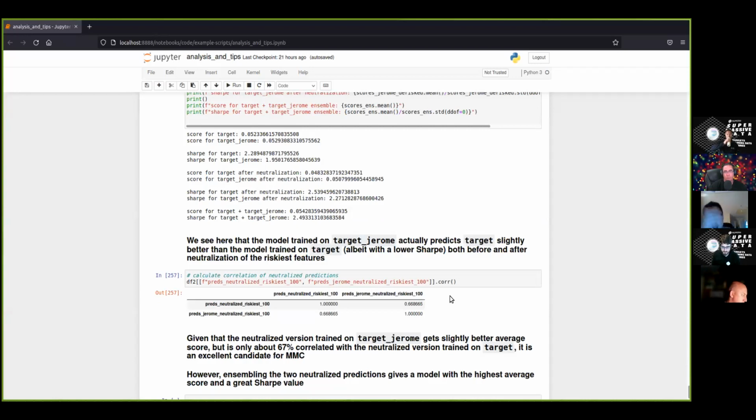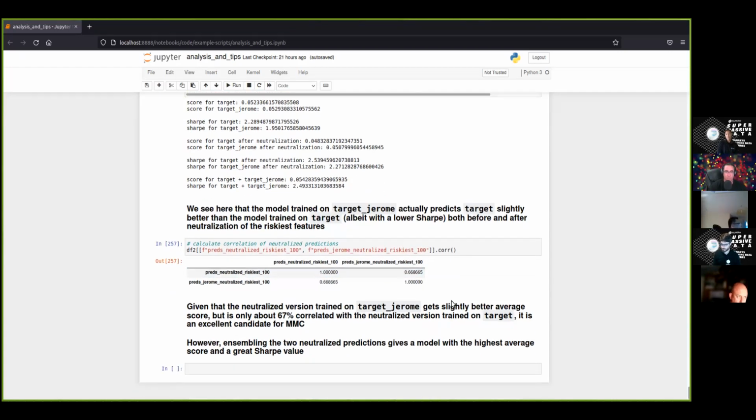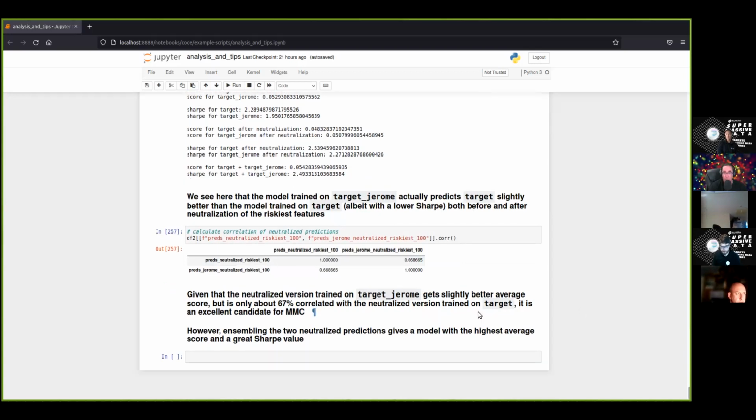And this is just showing the correlation of the two models that went into the ensemble. You can see they're only about 66% correlated after this neutralization. Because it's only 66% correlated and does a little bit better than training on target NOMI, just a Jerome model will give you pretty good MMC. And yeah, I think I finished everything.